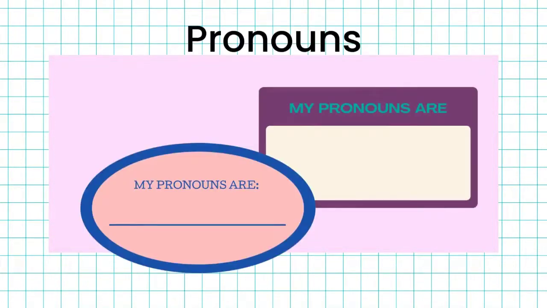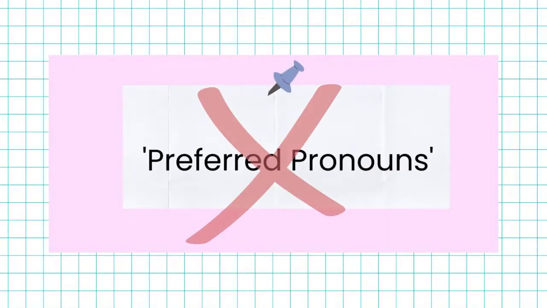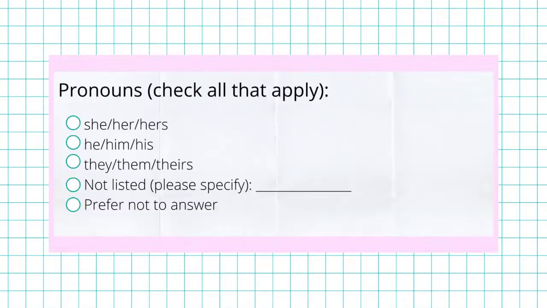Pronouns should be readily visible to staff in the record system, preferably immediately following or right below a client's name. Do not use the term preferred pronouns on forms. Again, this terminology is considered offensive. Here's a potential format for asking for pronouns. Notice that there's a space for the patient to specify their pronouns, and the form indicates to check all that apply. Both of these features are necessary to be inclusive.